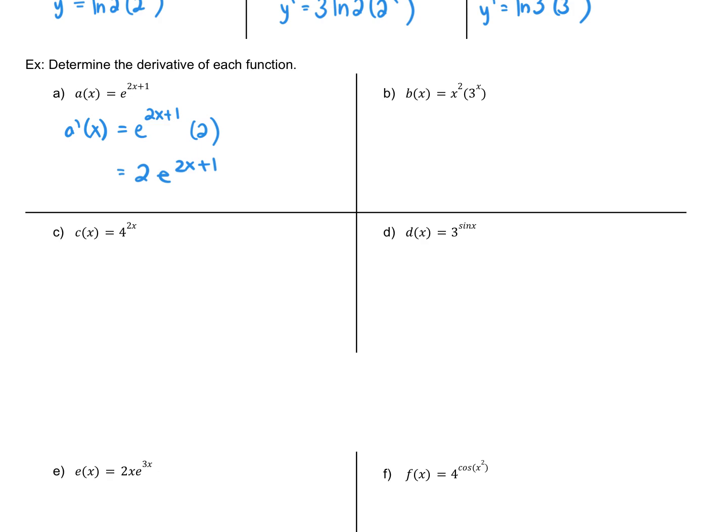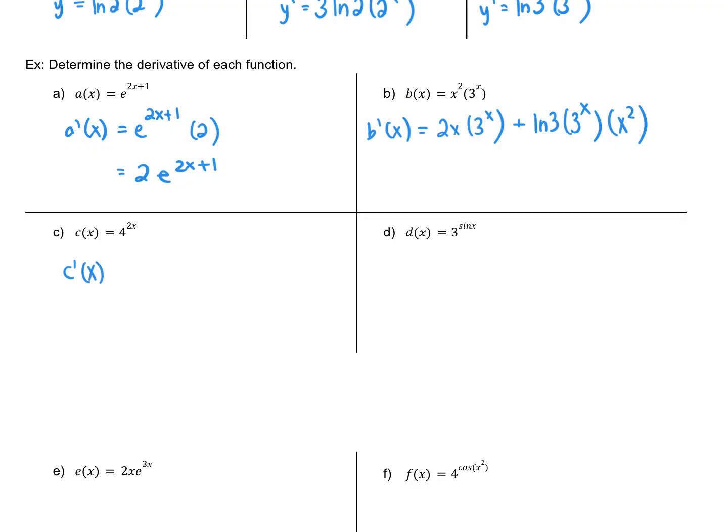For the next one, we have a product rule because we're multiplying x squared with 3 to the x. And we get the derivative of the first function is 2x, and that'll get multiplied by 3 to the power of x, plus the derivative of the second function is ln of the base, so ln 3, times 3 to the power of x, and then that will get multiplied by the original first function. And there we are.